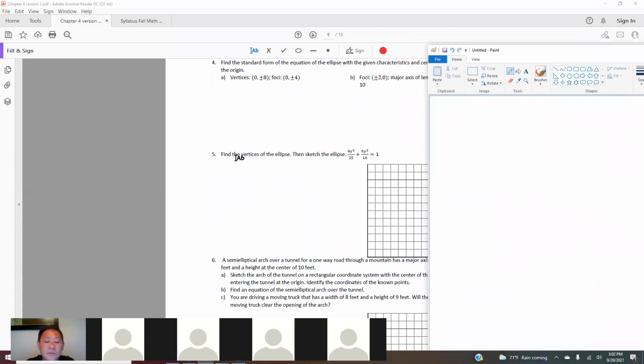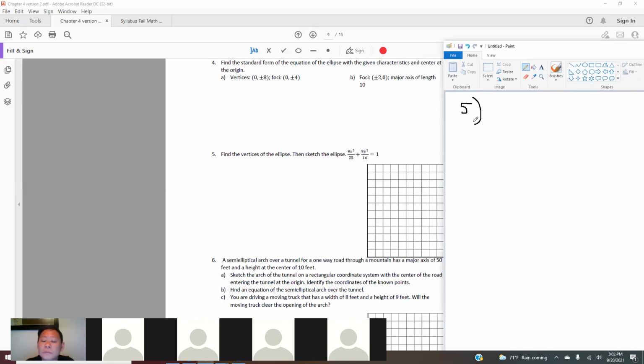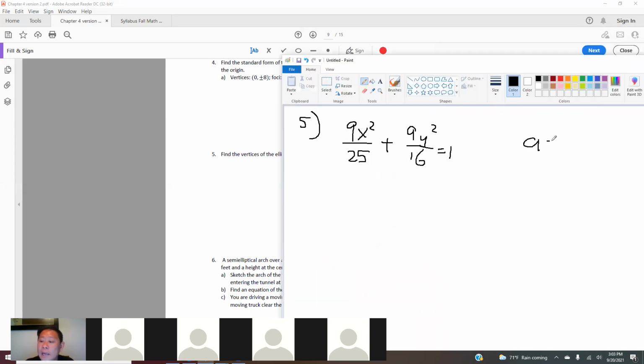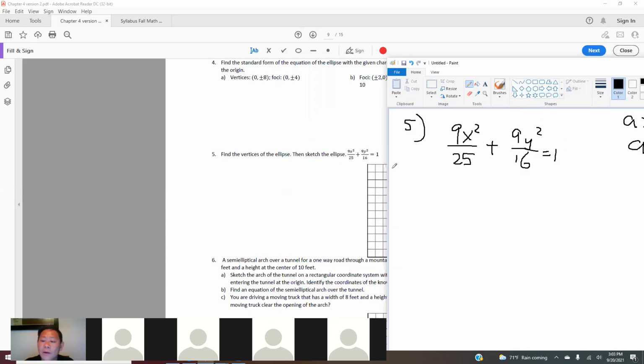If the question is asking us to find the vertices of the ellipse, so that means vertices is your A, your B, or your C? Anyone? Vertices? A. Yep, they want you to figure out what A is. So this question wants you to figure out what A is. And don't forget A is always greater than B, right? Because it's an ellipse.